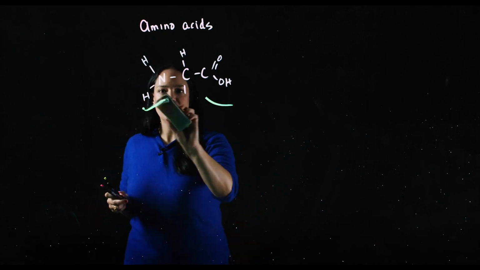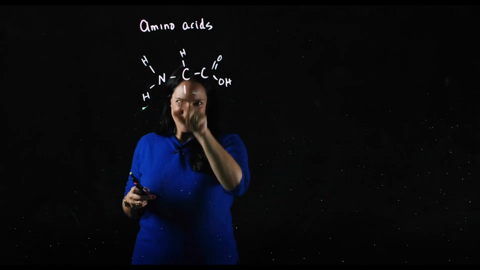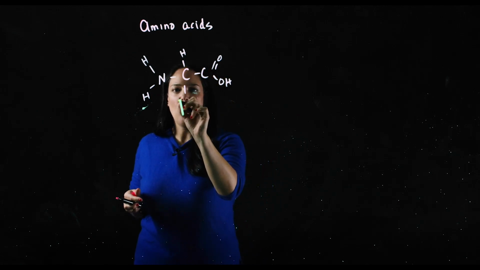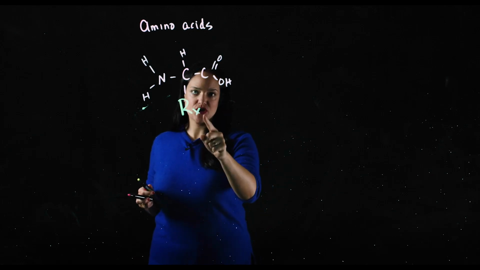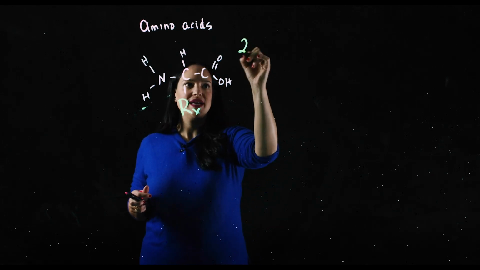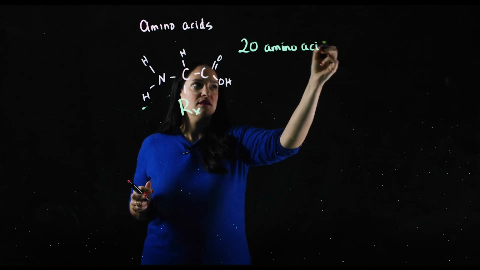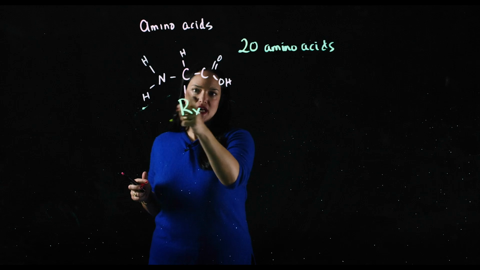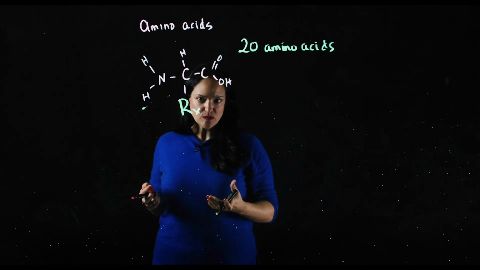And the reason I left it blank is because what's at the end of this little line or at the end of this bond really depends on that particular amino acid. So this is what we call the side chain. There are 20 amino acids that are used in the human body, and what makes each of them different is what this particular side chain is composed of.